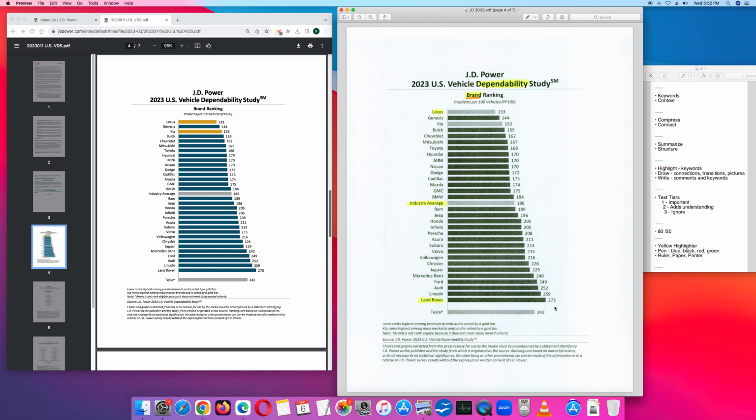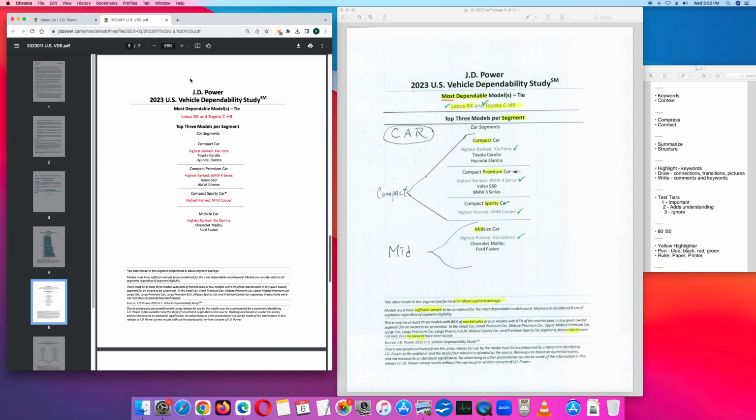All right. Next, this is based on brands. Also keep in mind that Lexus and Toyota are part of the same company. Moving on to page 5.